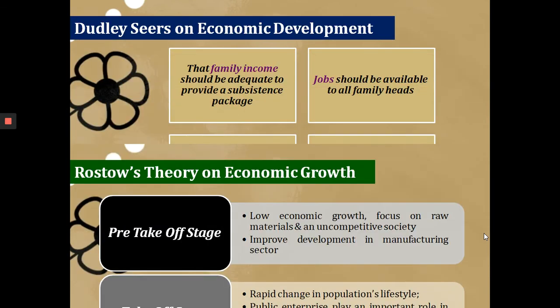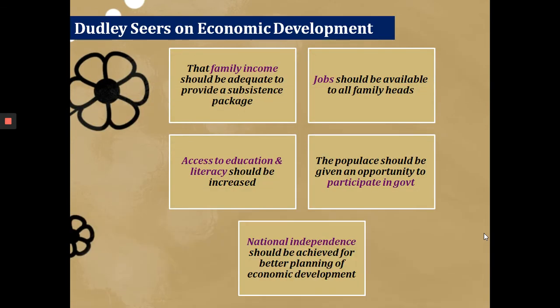Okay. Alright, so this is the Dulysius on economic development, pendapat Dulysius on economic development. So family income should be adequate to provide subsistence package. Okay, subsistence package maksudnya cukup lah. Okay, you punya income tu untuk sustain you punya family. Okay, the whole family members. Okay, jobs should be available to all family heads. Okay, family heads ni kalau dulu kita selalu nampak lelaki jadi family heads, tapi sekarang perempuan pun boleh jadi family heads. At least dia bilang ketua keluarga mesti ada kerja.